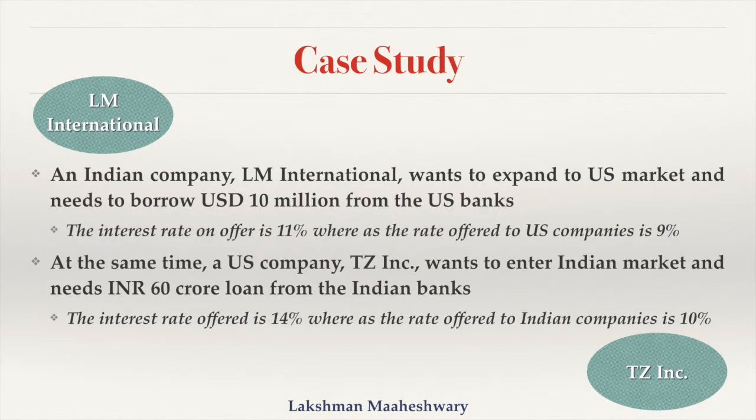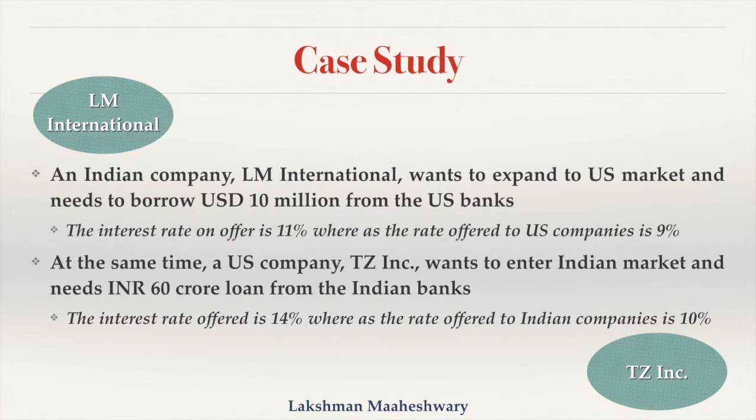Let us look at a scenario. An Indian company, LM International, wants to expand to the US market and needs to borrow 10 million US dollars from the US banks. The interest rate on offer is 11%, whereas the rate offered to US companies is 9%.